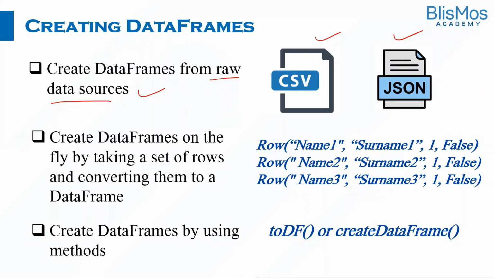One more way of creating the data frame is by creating a set of rows. For example, you want to create a data frame on the fly. That is when you can go ahead and create a set of rows and create a data frame. Third way is by using methods like toDF and createDataFrame. In a way, createDataFrame also can be used when you are trying to convert the rows into data frames. So these are the three ways you can create the data frames. Now let us see them one by one.